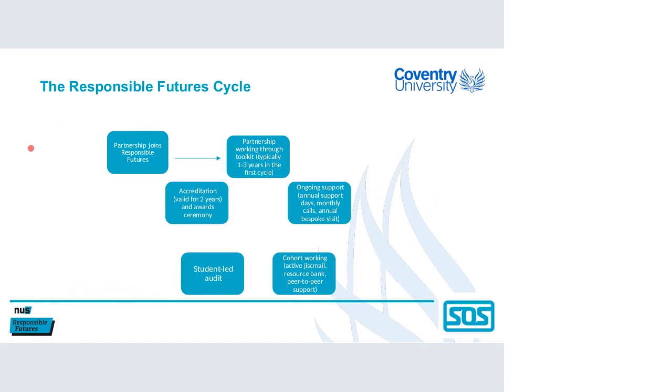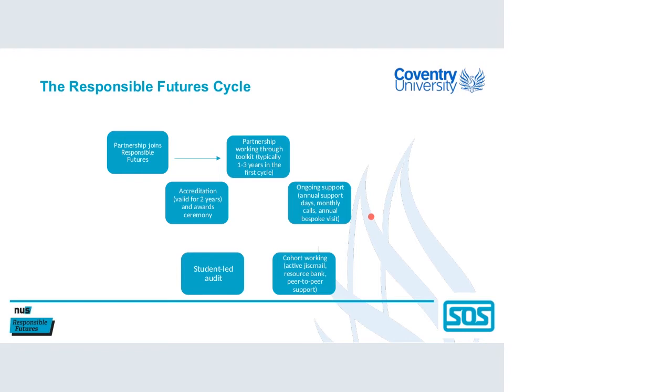So this is how the cycle works. A partnership joins Responsible Futures, and then it generally takes 1 to 3 years as they work their way through a toolkit which is hosted online, until they feel ready to be audited for accreditation. But during that process, they get ongoing support from us. We also have national support days. We've got one on Thursday, which I think Caroline's joining, which is being hosted by our Responsible Futures host partnerships. We share resources and promote knowledge exchange through cohort working of all the participating partnerships nationally.